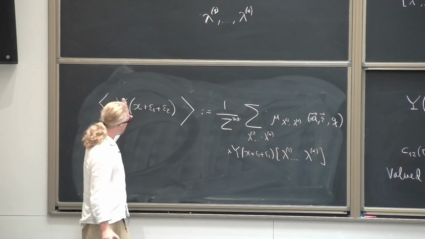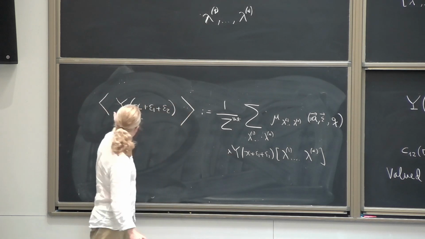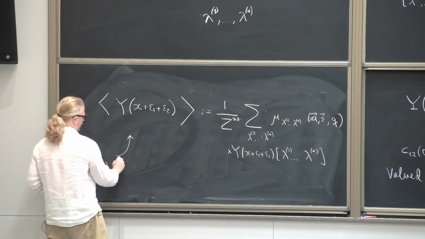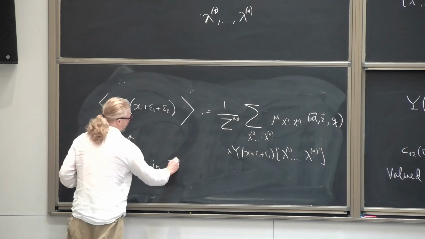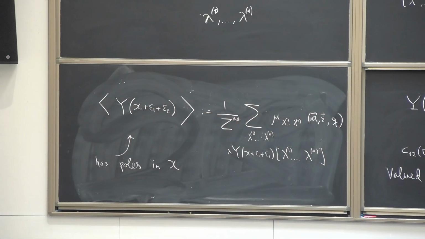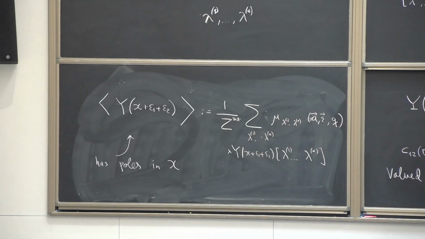But let's just look at it. This is my definition of expectation value. And let's see where the poles are. This expression has poles in X. So where are they? The perturbative part is here and there, so it just cancels. For this purpose it's mu. Check your notes from yesterday.